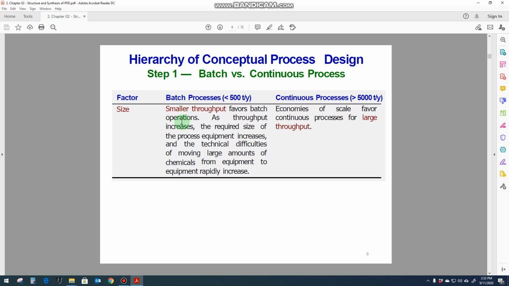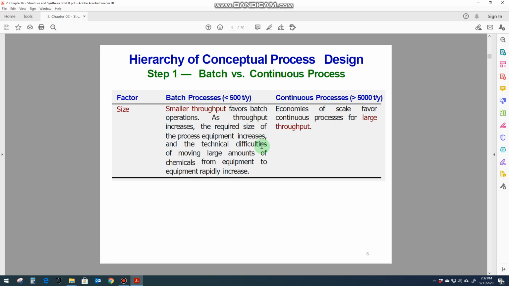Now, let's see what we have in the batch processes. A smaller throughput favors batch operations. So if we have a small amount of raw materials and we need a small amount of products, then the batch processes are more favorable. As throughput increases, the required size of the process equipment increases, and the technical difficulties of moving large amounts of chemicals from one equipment to another equipment rapidly increase.